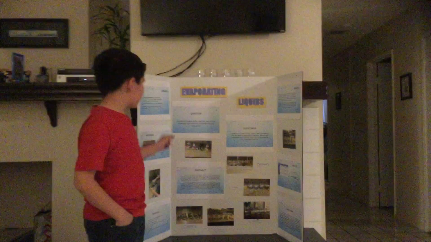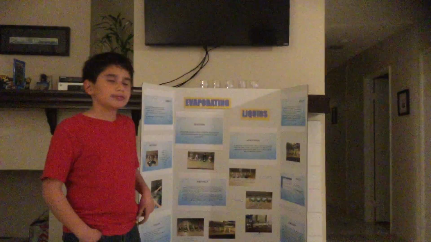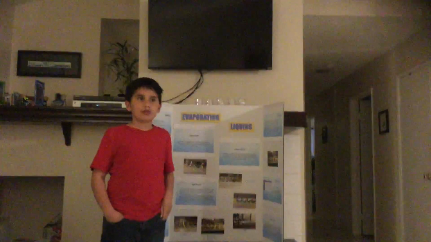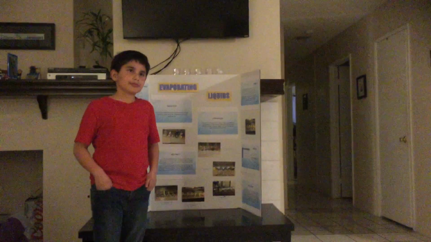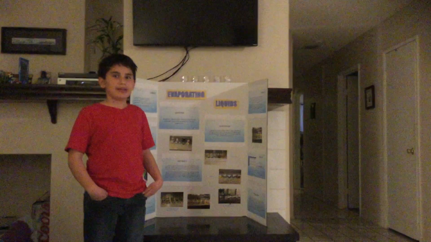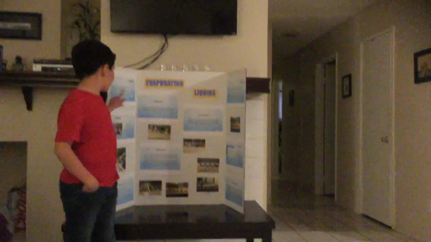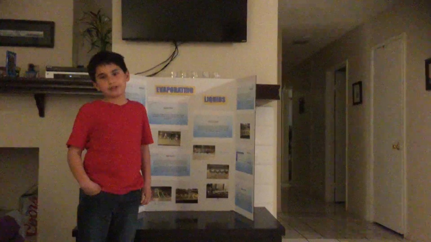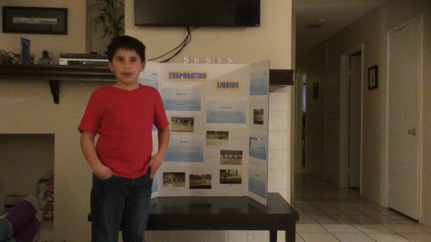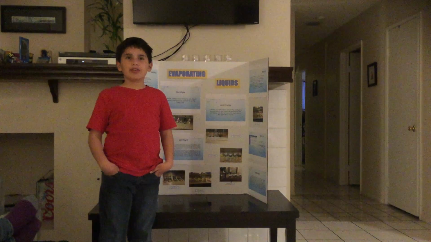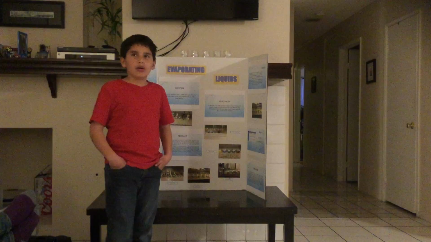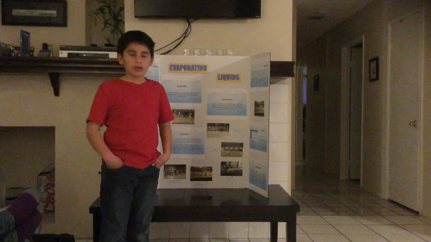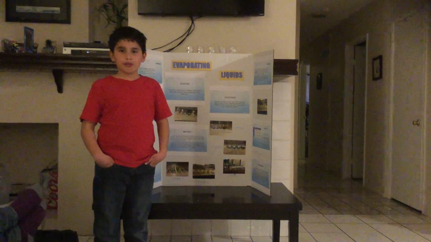The second thing I'm going to be talking about is my variables. The independent variable was the use of the liquids. The dependent variable was the rate of evaporation. The control variable was the volume of each liquid, and the constant variable was the room temperature and the amount of liquids.